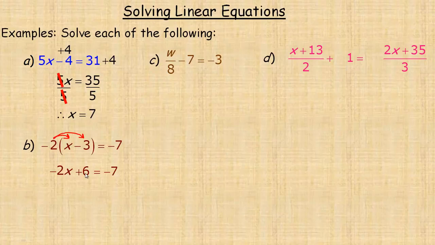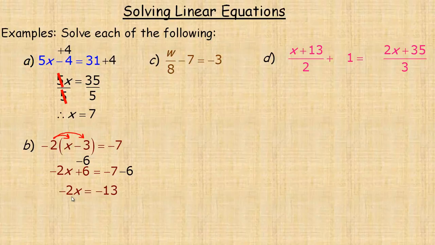So now it's a very similar question to A. I want to get the term that has the x alone, so I will want to get rid of the 6 here. I want to isolate the negative 2x first. So the opposite of adding 6 is to subtract 6. So we'll subtract 6 from both sides. Remember, you got to do the same thing to both sides always. And so this is 0 right here, so we just have the negative 2x on the left. And negative 7, take away 6 on the right, would be negative 13. So we're at negative 13 there.